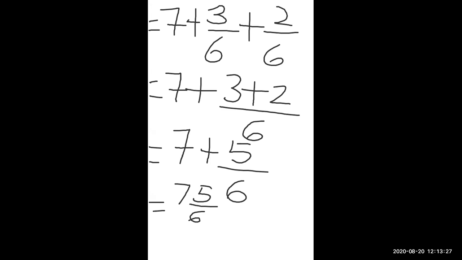Then next is what? 7 plus as it is, the denominator you have to take common, so it becomes upon 6. Then 3 plus 2, which becomes 5. So your answer must be 7 plus 5 upon 6. Then the last step is to remove the addition sign because you have to write this as a mixed fraction. So the final answer is 7 5 upon 6.